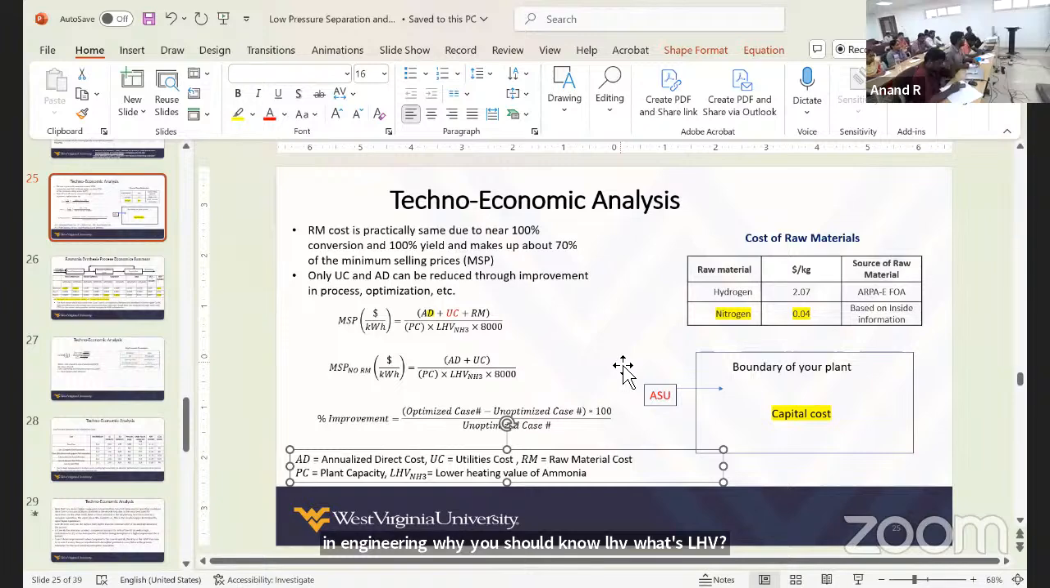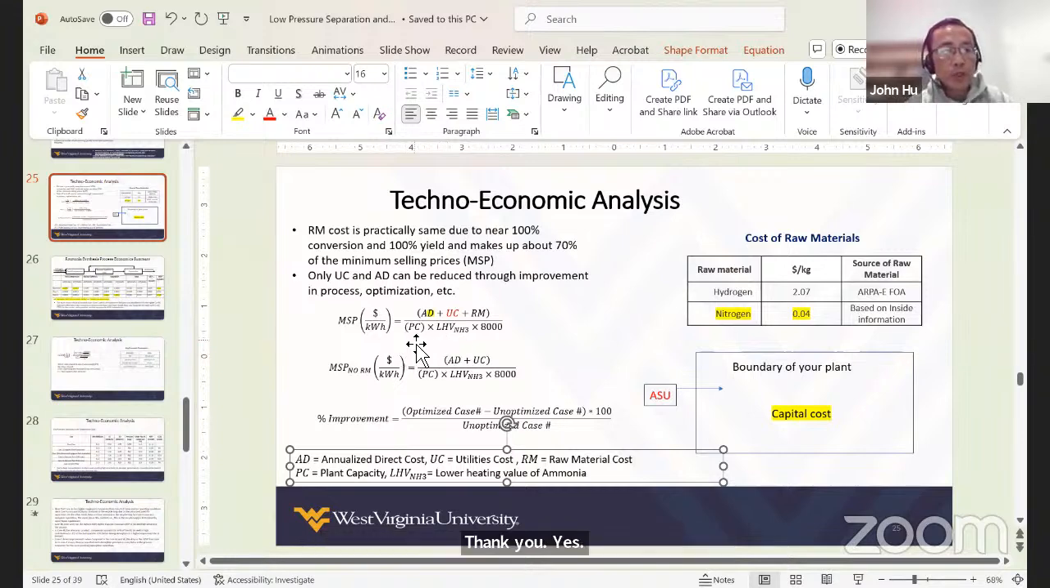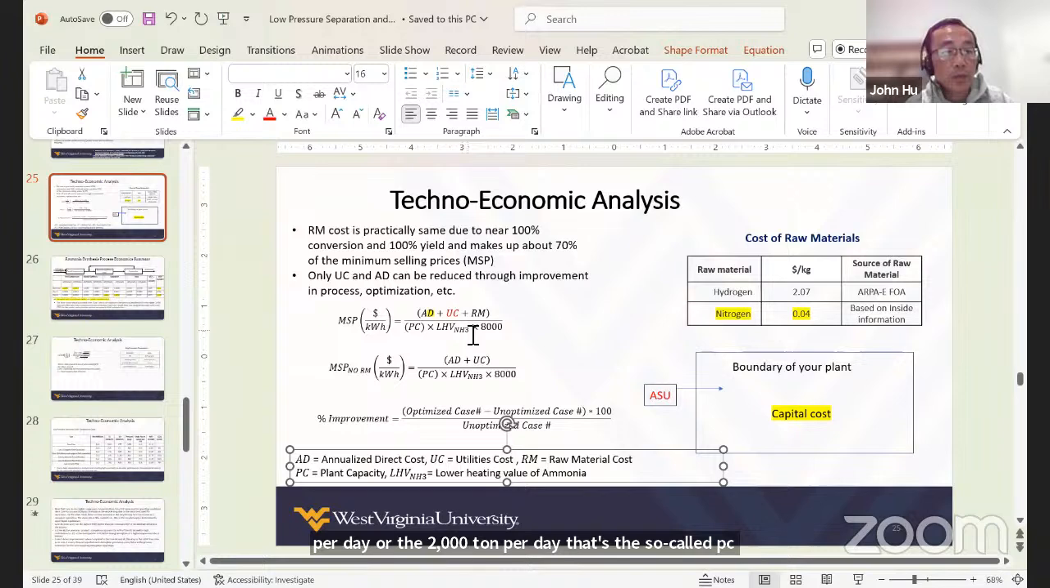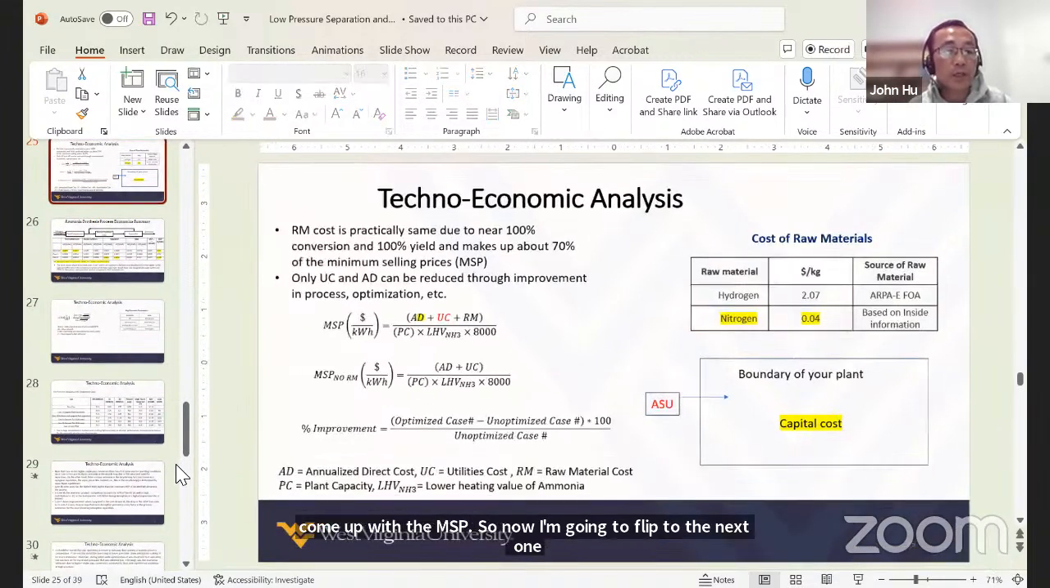So basically, you have to divide by the plant capacity, which means is it going to be 1,000 tons per day or 2,000 tons per day? That's the so-called PC times the lower heating value of the ammonia times 8,000 hours. Okay, so altogether that comes up with the MSP. Now I'm going to flip to the next one, and look at what's the result of different cases.